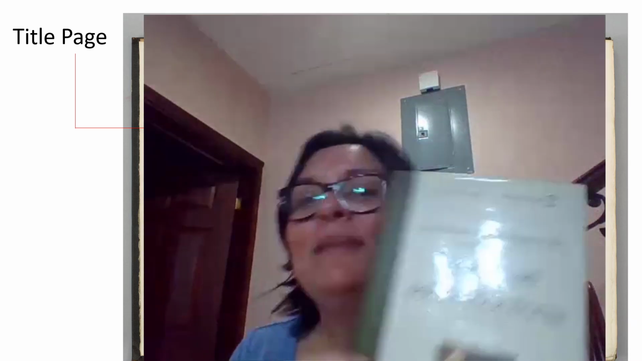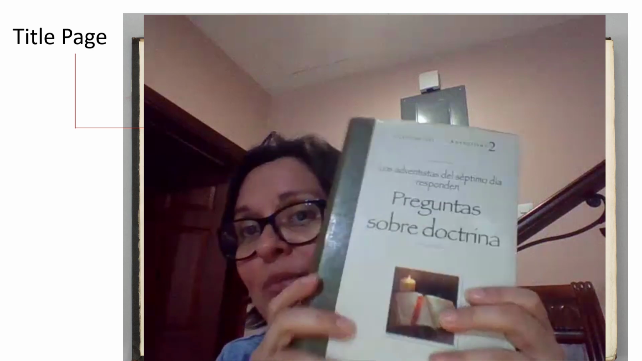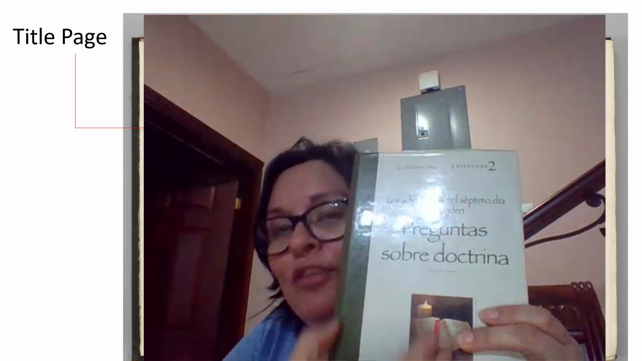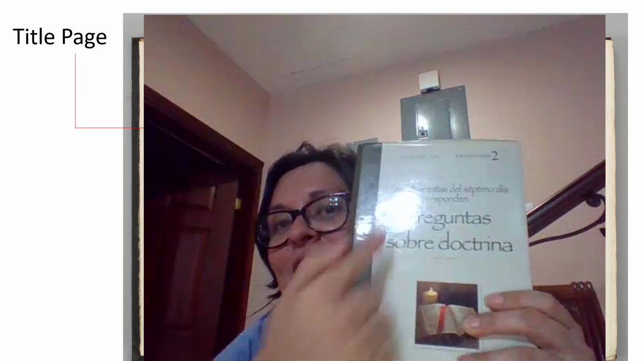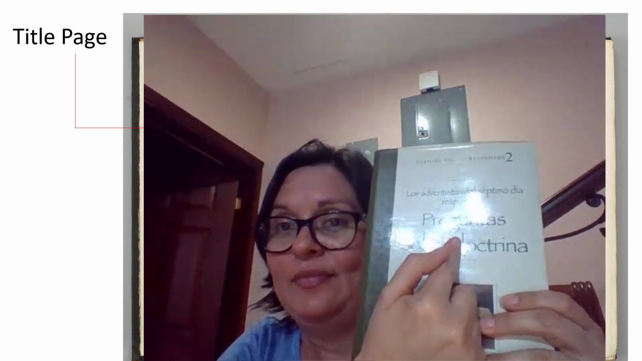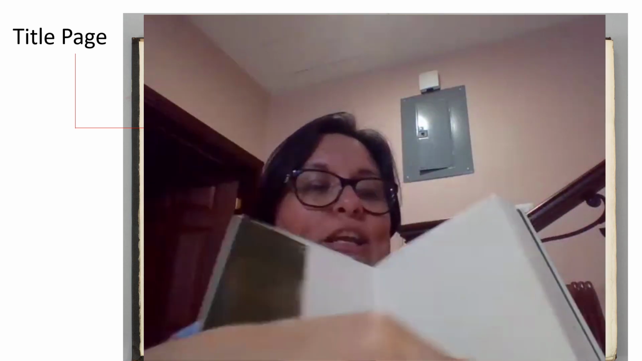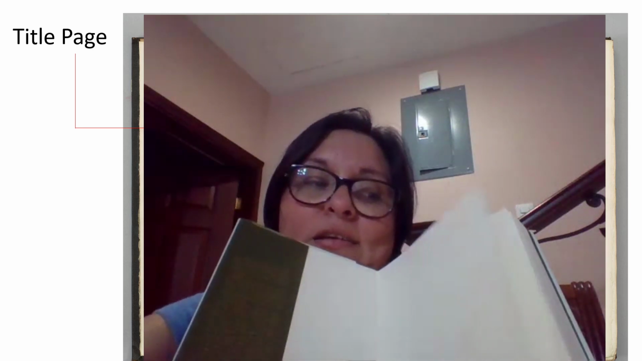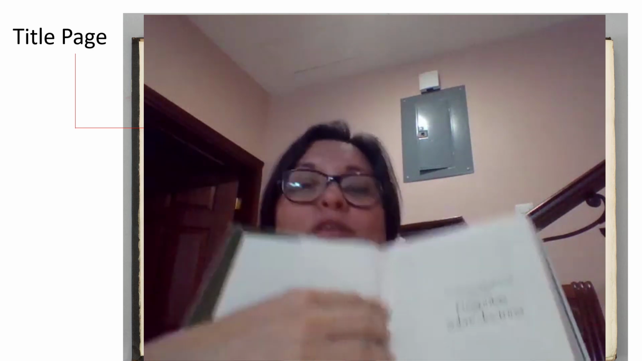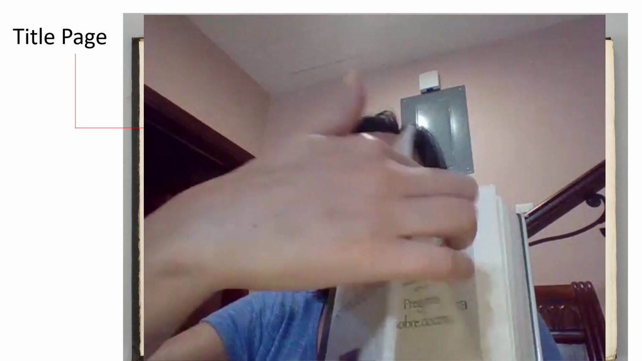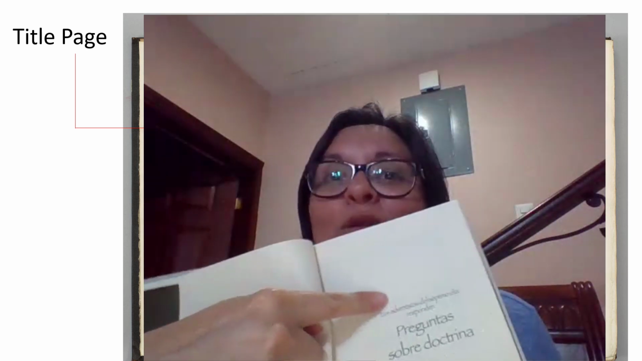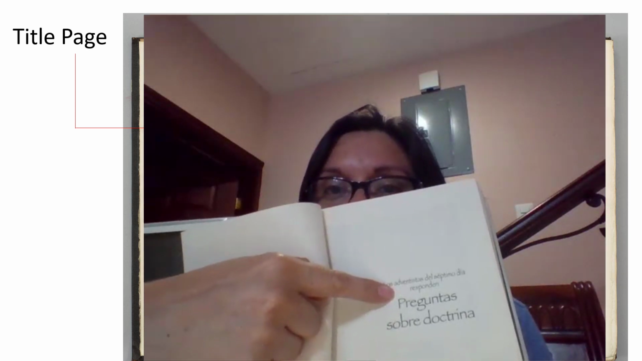Okay? For example, I want you to look at me right now. Here I have a real book. This is the cover, the front of the book. Here you have the title. But also, inside the book, you are going to find another page with the same title as here. Look. So this page is called the title page. Do you see it?